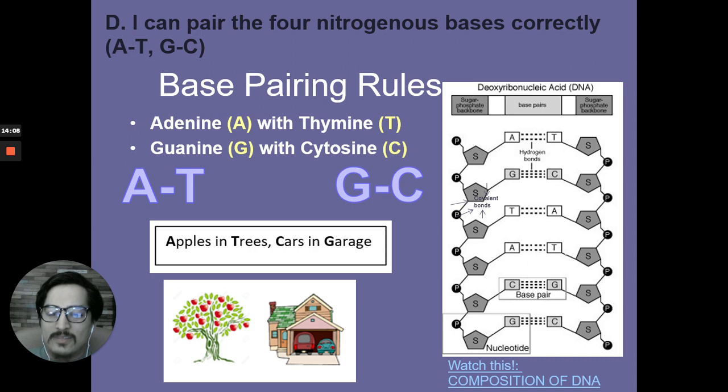So what about, are you gonna take your car into a tree? I mean, you shouldn't, right? C for cytosine and A for apple, A for adenine. For T, tree and car, they don't go together. So if you remember it like this, you're gonna be in good shape. Apples in the tree, cars in the garage. Now, this is not what it means, right? They mean adenine and thymine, guanine and cytosine. But this is gonna help you remember the pairs.